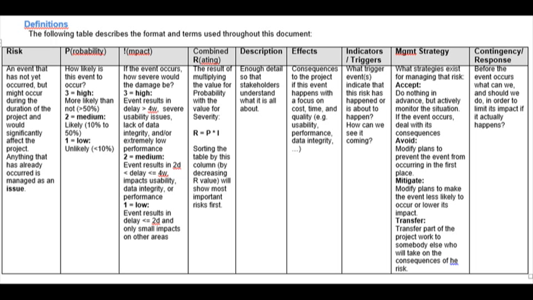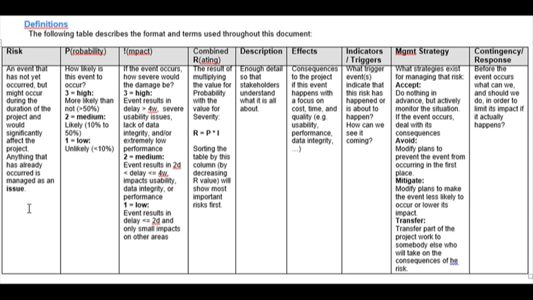In our Module 4 environment, we will put together our initial risk register. Here's the template that we're going to follow. The risk, which is the event that has not yet occurred, but could occur during the project that would alter or affect the project schedule, scope, or budget.